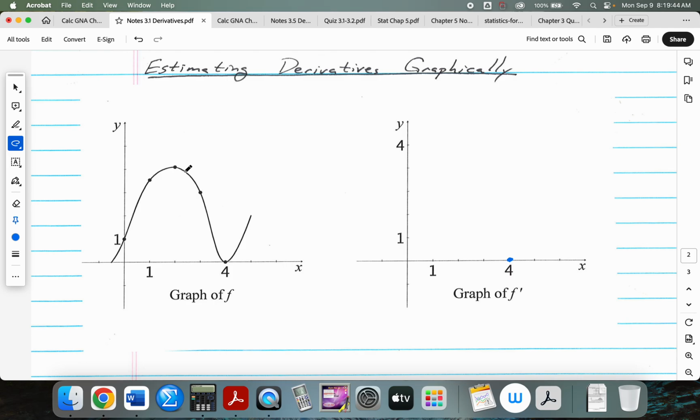Now, all these other ones, this one, it's a little past, but what they've done is they've given us the derivative, a point at 0, a point at 1, a point at 2, a point at 3, and a point at 4. What we're going to do is estimate the slope of the tangent line at each of those points, and then stitch all that together to see what the graph of f prime looks like.